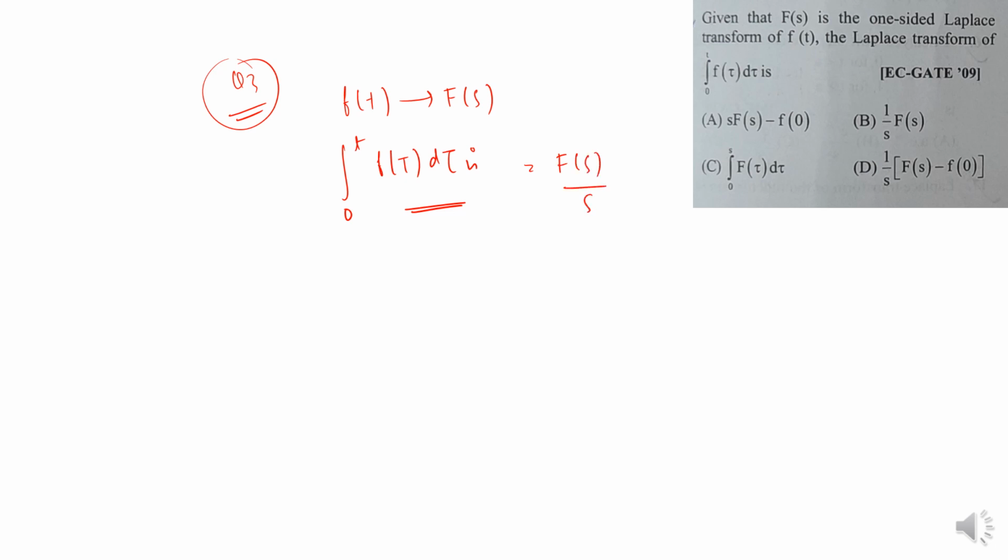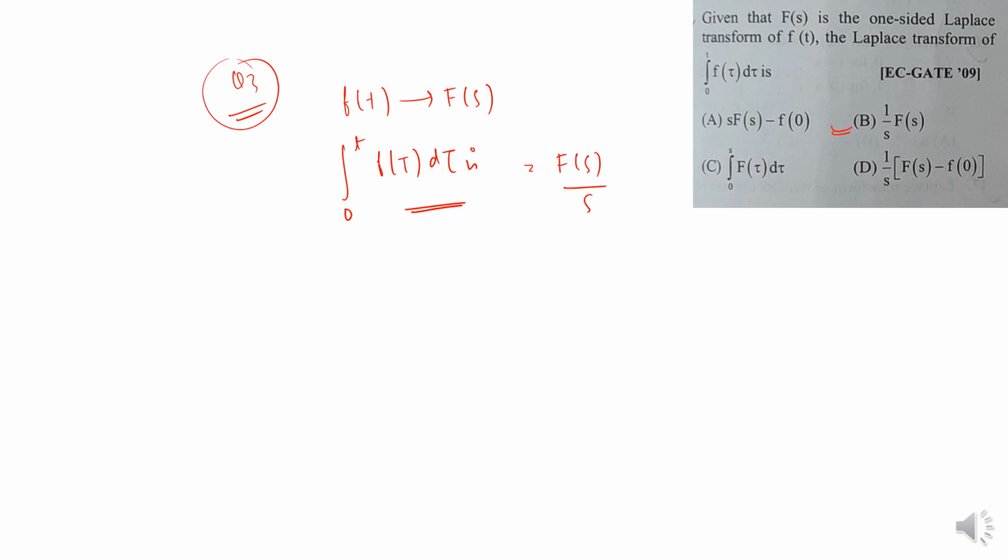Now question number 3. A question similar to this has been asked many times in the GATE exam. It is nothing but just a property of Laplace transform. Given that F(s) is the one-sided Laplace transform of f(t), we know that the transform of the integral from 0 to t of f(tau) d tau is F(s) by s, option B.